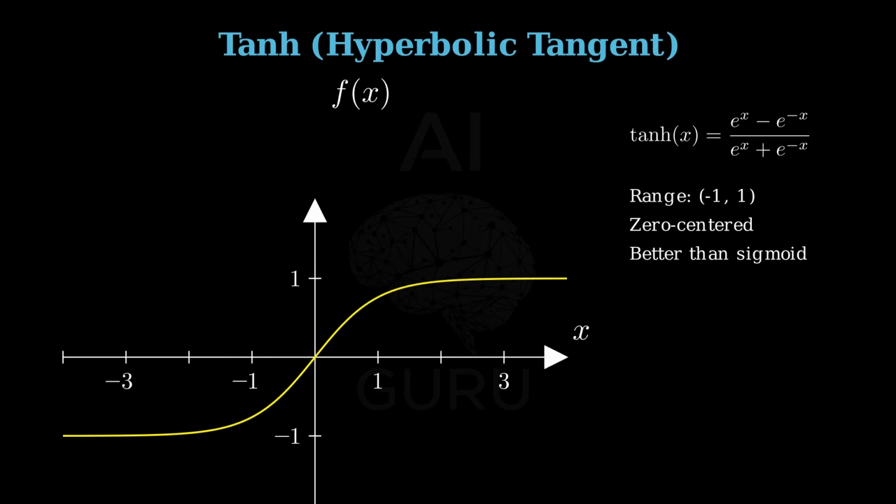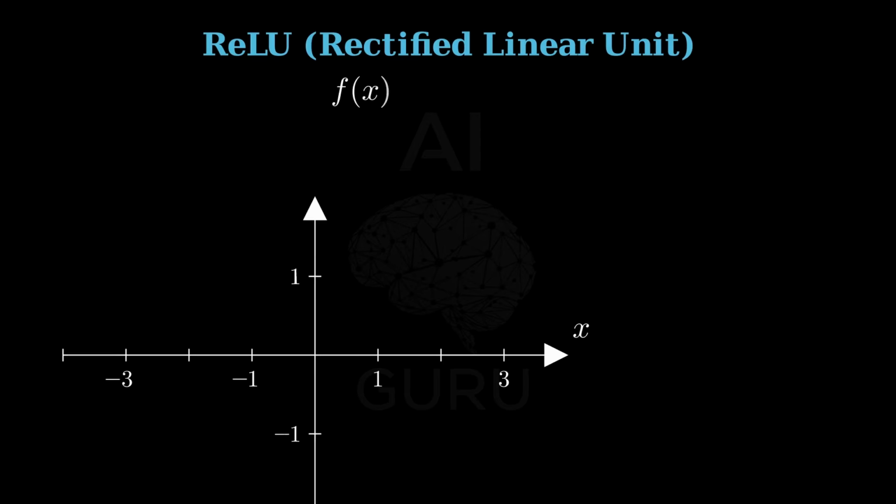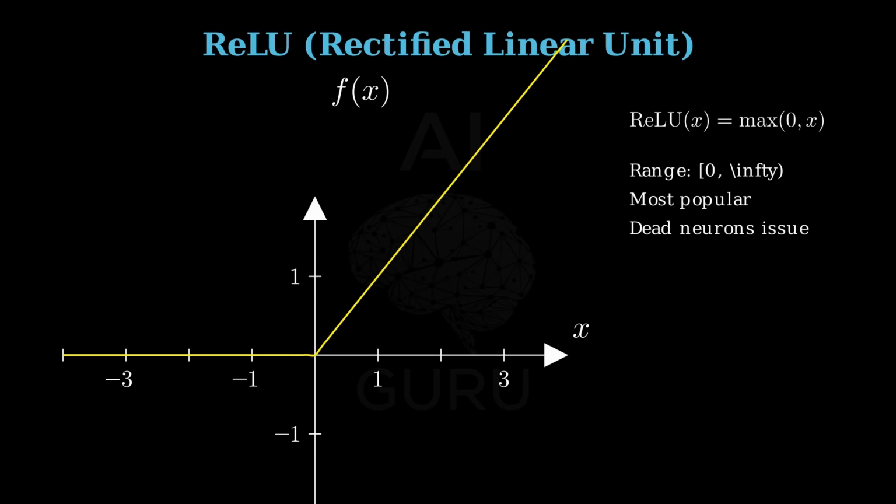And then there's the modern champion, the one you see everywhere. The rectified linear unit, ReLU. And its definition is almost ridiculously simple. The function of x is just the maximum of 0 or x. So if the input is positive, the output is just the input. If the input is negative, the output is 0. That's it. It's just a hinge at 0.